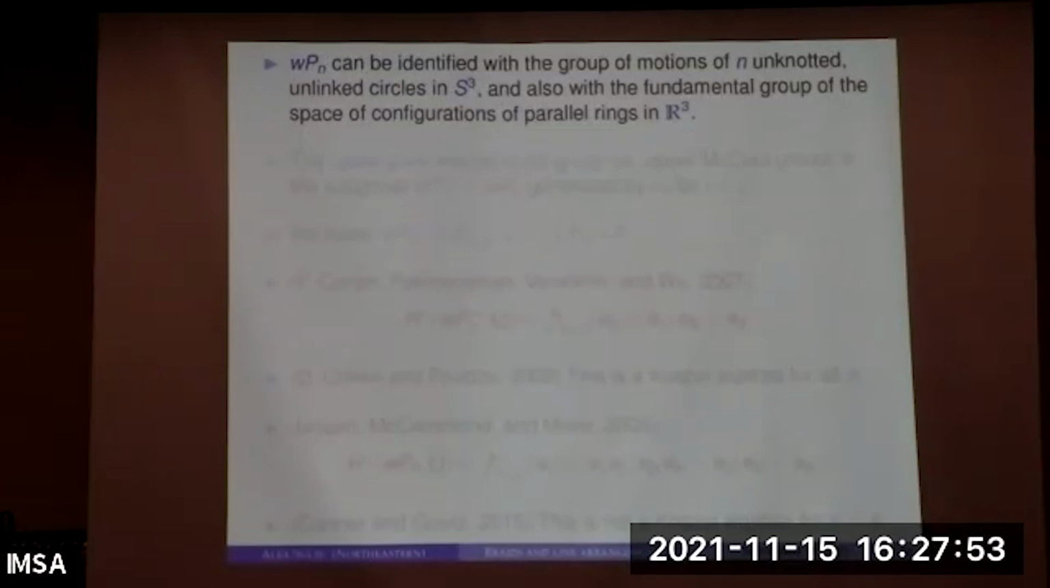And it has a geometric interpretation, it is the group of motions of n unlinked circles in S^3, also the fundamental group of the space of configurations of parallel circles in R^3. I think there was a theorem of Brendle and Hatcher.